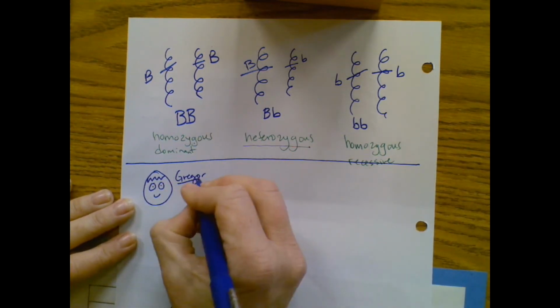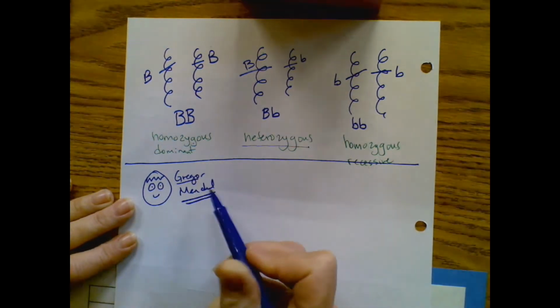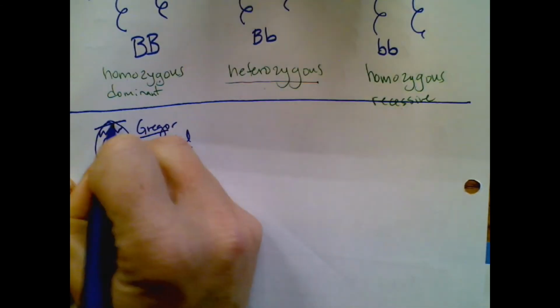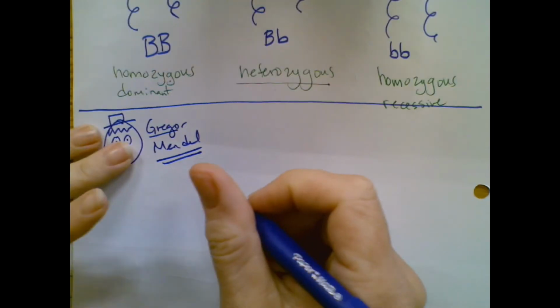Today that would be Greg Mendel. Mendel's actually kind of famous. People talk about Mendelian genetics. Obviously, he needs to be wearing a hat. Obviously. Now he looks like a Quaker. Anyway, Gregor Mendel was not a scientist.